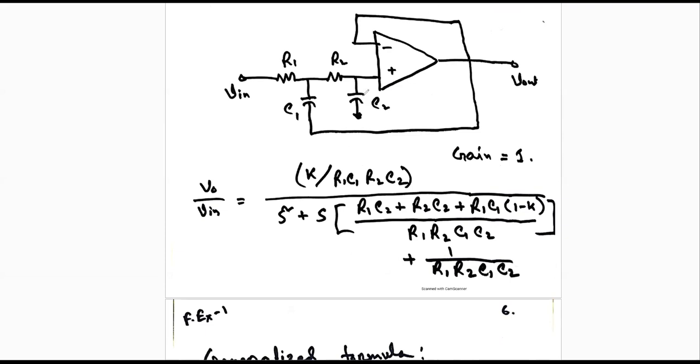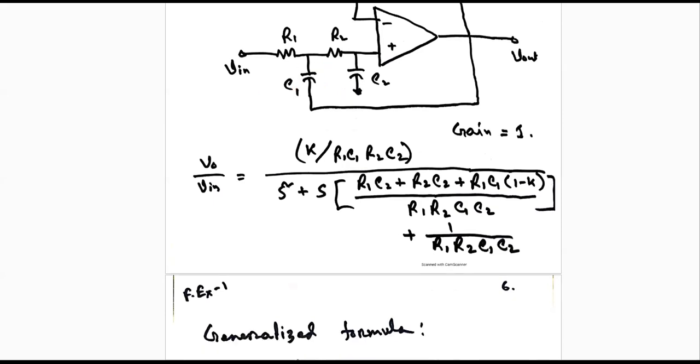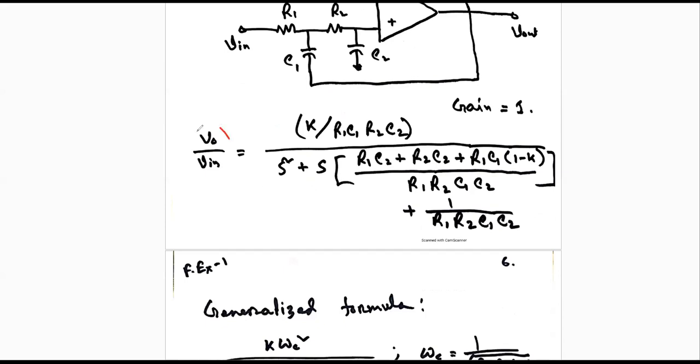Do the calculation yourself. When you do the calculation, you can call these impedances Z1 and Z2, just to make the idea clear. Z1 is equal to 1 by j omega C1, and Z2 is 1 by j omega C2, something like that. You can do all the calculations in that way. Our target is to find the transfer function, and we got this transfer function.